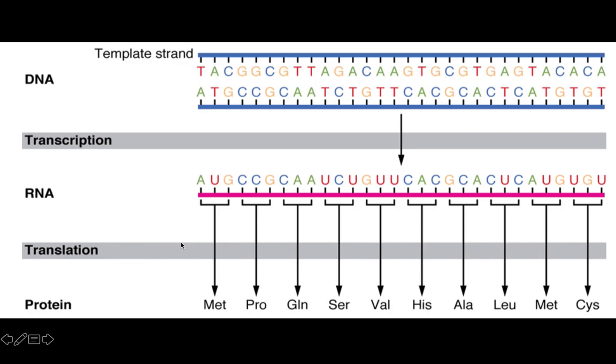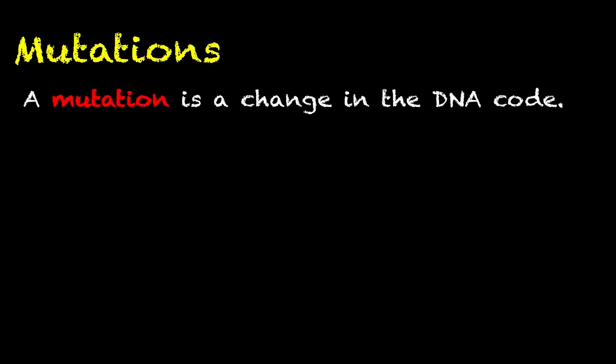And then you can see during the translation process, when the ribosome is reading the instructions in the messenger RNA, each codon or triplet of nucleotides codes for one particular amino acid. So for this protein that we're building here off of the genetic instructions, from N-terminus to C-terminus, the sequence of this protein would be methionine, proline, glutamine, serine, valine, histidine, alanine, leucine, methionine, and then cysteine, from N-terminus to C-terminus.